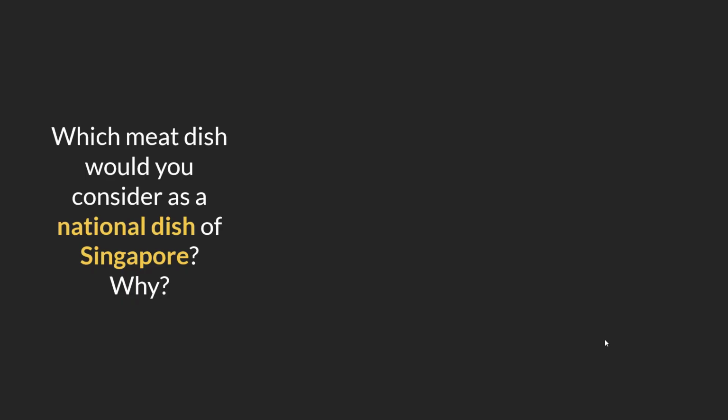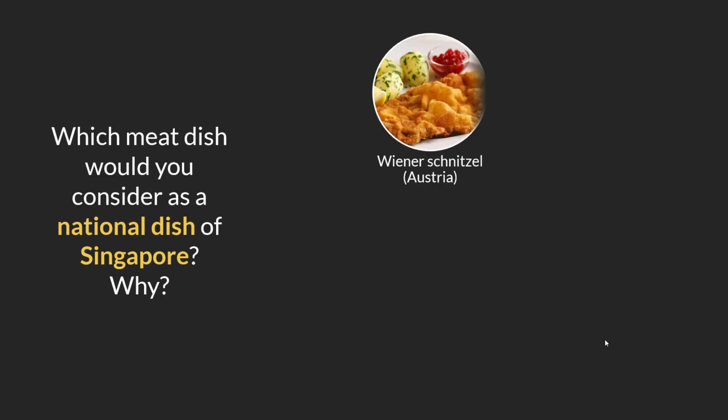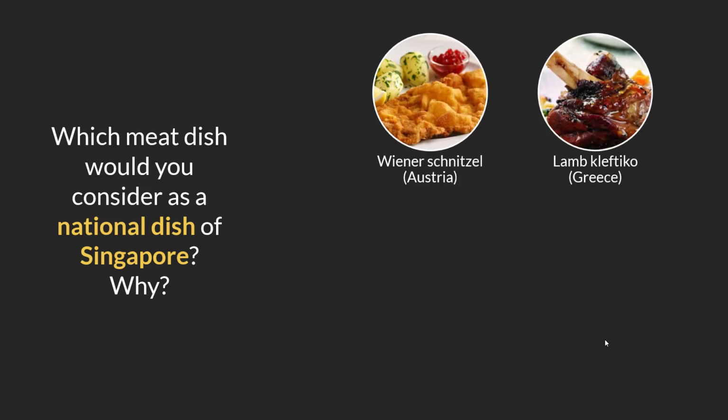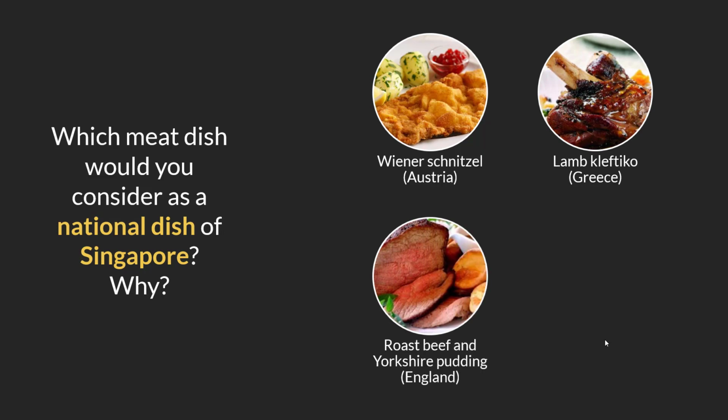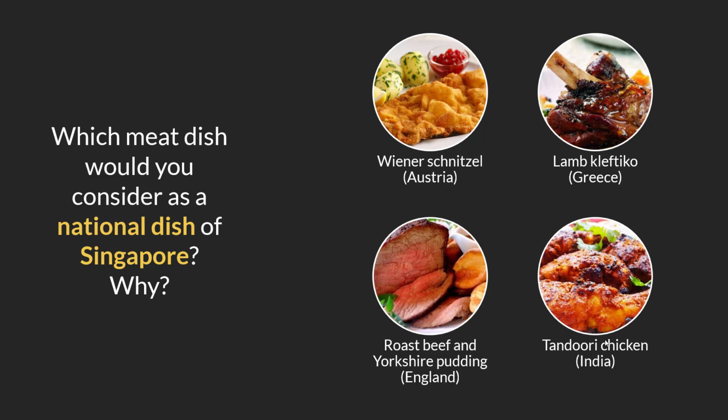If we look at the series of dishes, I would like you to consider what would be a national dish of Singapore. May not be official, but if you were to talk about this dish to another person, what would it be? First, you have the Wiener Schnitzel, you have the lamb kleftico from Greece, and you have roast beef and Yorkshire pudding, commonly known from England, and you have the tandoori chicken, originally from India. So which dish would you most commonly identify with and probably would recognize as a national dish of Singapore?